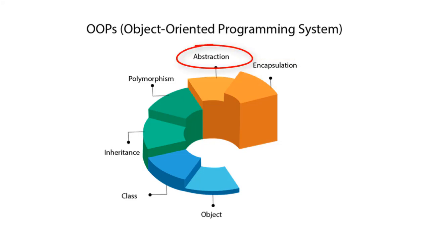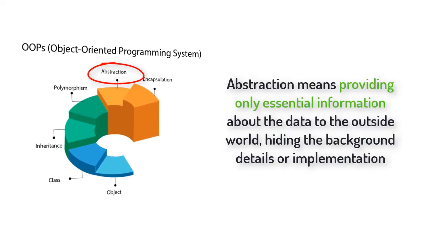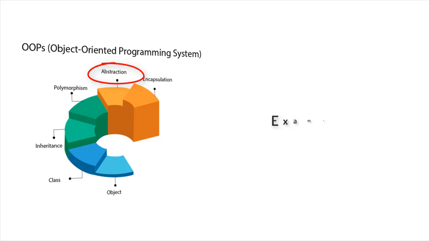Next feature is abstraction. There may be a lot of data a class contains and the user does not need the entire data. The user requires only some part of the available data. In that case, we can hide the unnecessary data from the user and expose only the data that is actually used by the user. A good example for abstraction is a car.